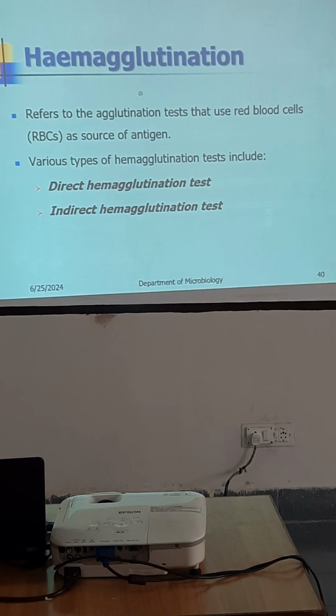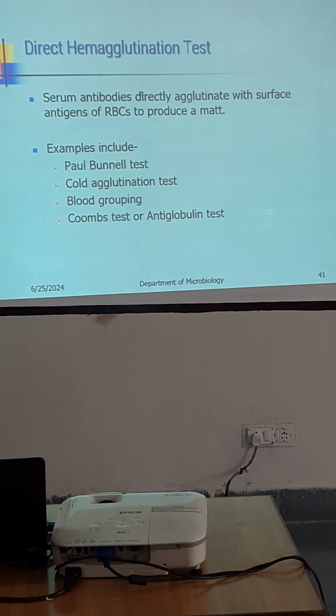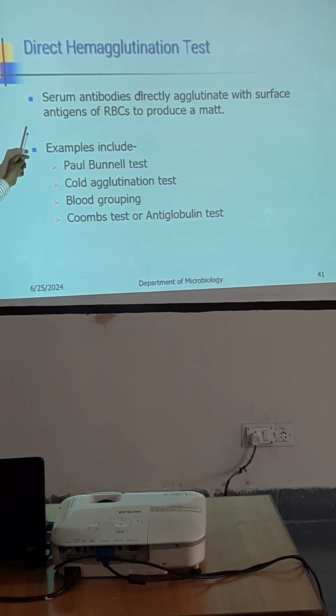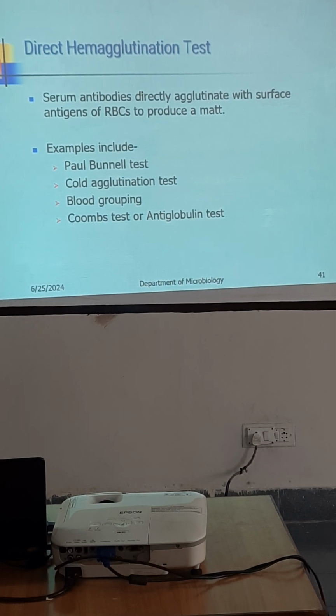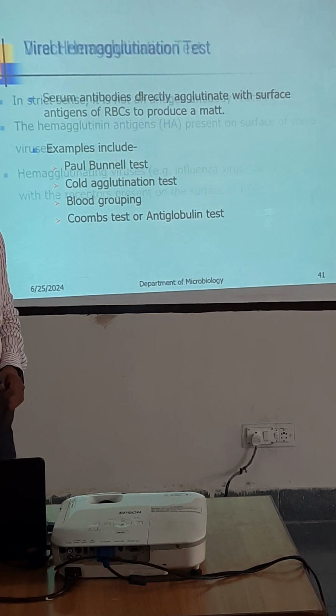Various types of hemagglutination tests include direct hemagglutination and indirect hemagglutination. In direct hemagglutination, the serum containing antibodies is going to directly agglutinate with the surface antigen of RBCs to produce a map. Examples are slide agglutination, blood grouping, Coombs test, or anti-globulin test.